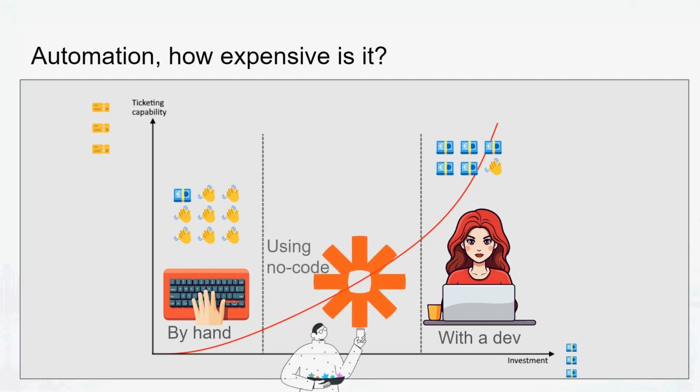Then there's the no-code solution. This offers a good middle ground between the other 2 options. It helps you save a lot of time without requiring a significant investment. However, it does come with a learning curve, which is why I created this video. Before we start the no-code automation setup, I'll discuss the pros and cons.